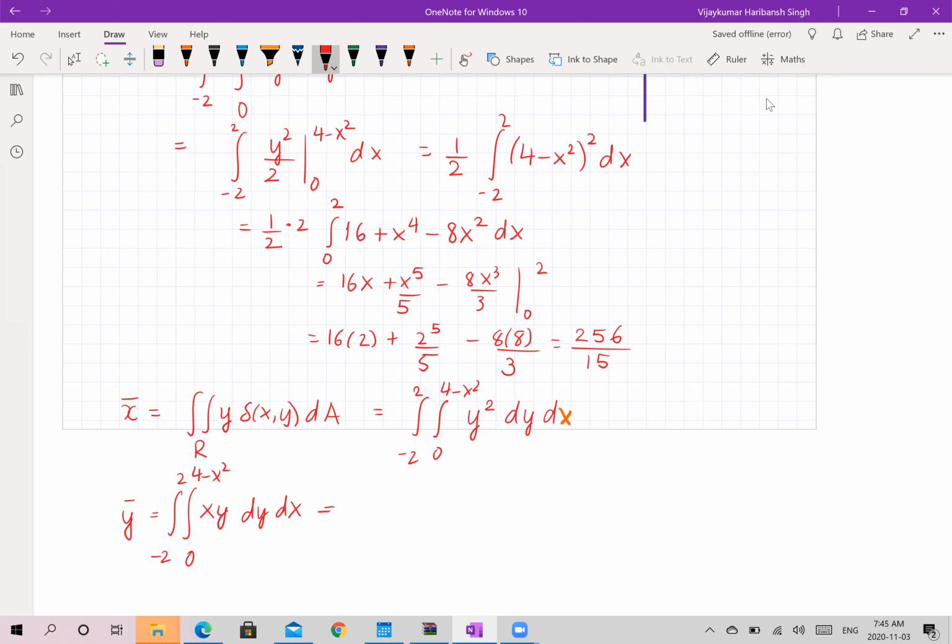So let's compute these integrals now. In this case, we have y to the power 3 divided by 3, from 0 to 4 minus x squared, from -2 to 2, dx, which is the integral from -2 to 2 of (4 minus x squared) whole cube divided by 3 dx.